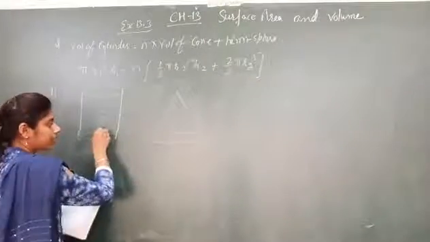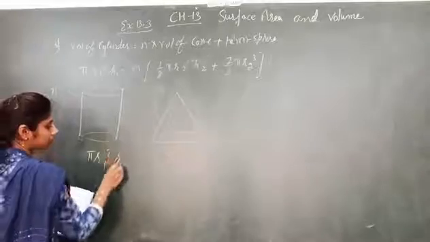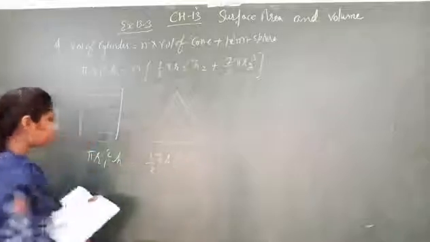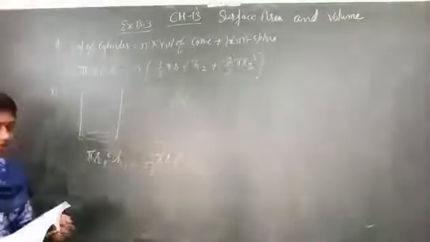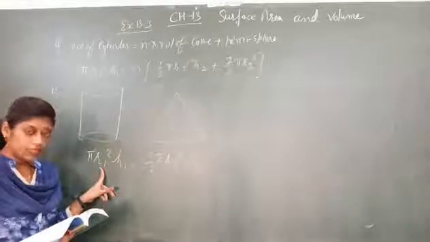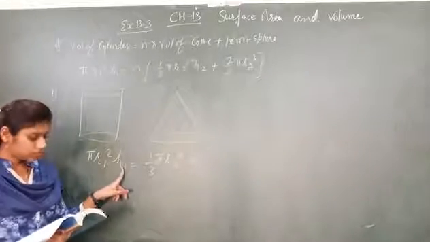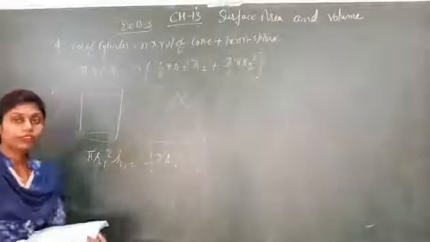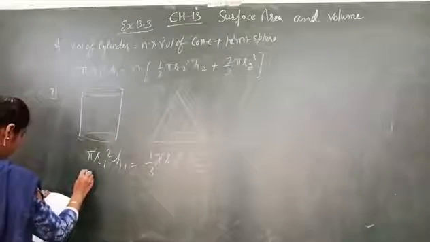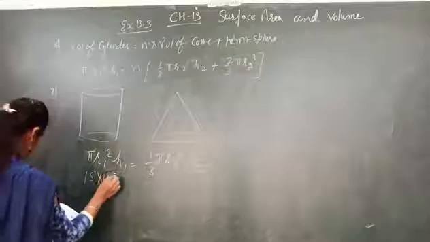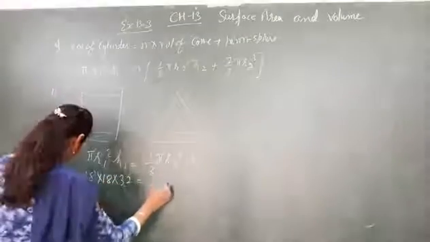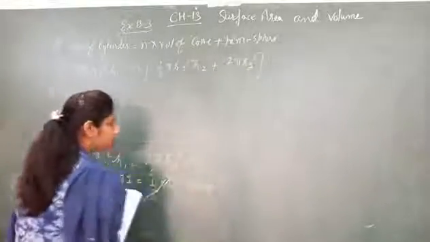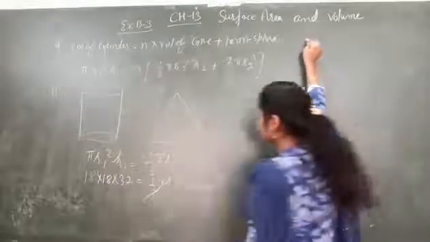So volume of this cylinder, that is pi r1 square h1, is equals to volume of this cone 1/3 pi r2 square h2. Pi will be cancelled. Now r1 is given, that is 18. h1 is given 32. r2 is, you have to find, h2 is given 24. Put the values. r1 is 18, h1 is 32, r2 we have to find, h2 is 24. Simplify it and you will get r2.